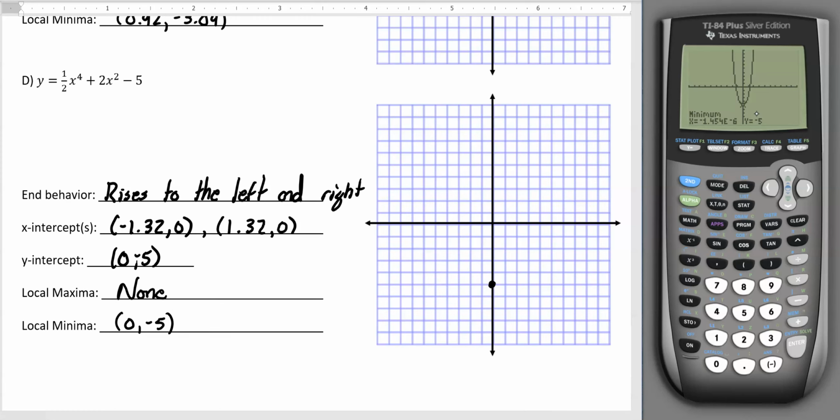And we have negative 1.32, positive 1.32. And this is probably our easiest one to graph. Just remember to make it nice and smooth. And there we have it.